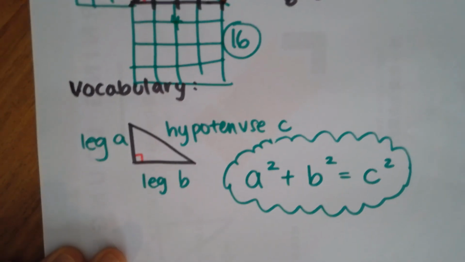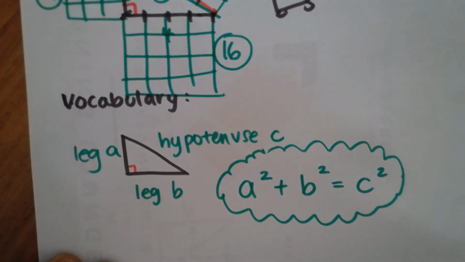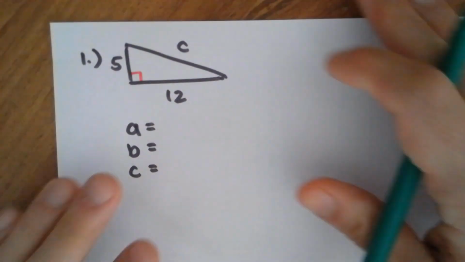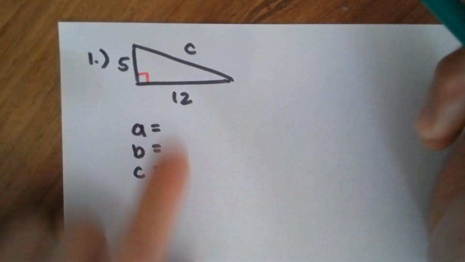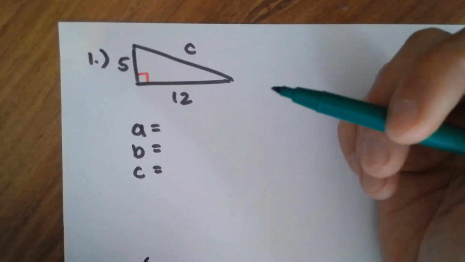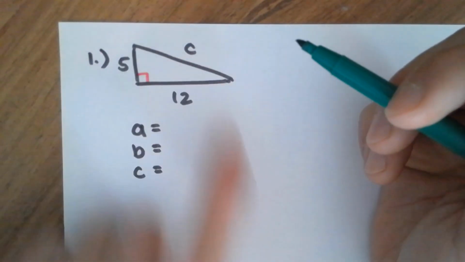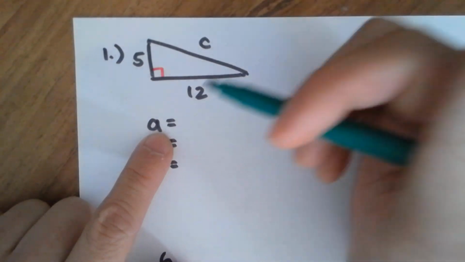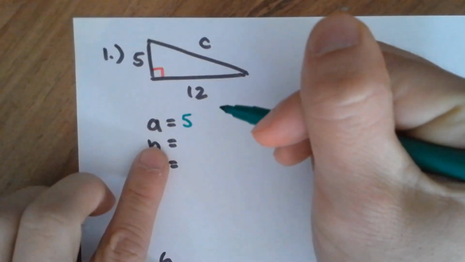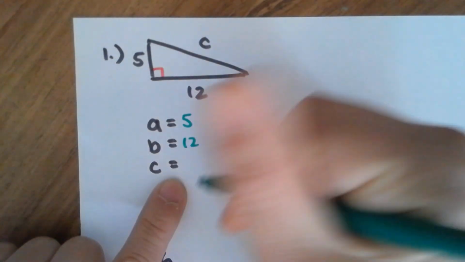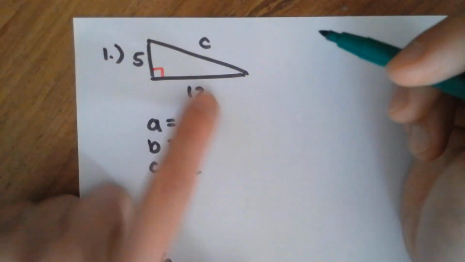Okay, so let's apply this to a couple of different problems. Here we go. Take a look at number 1. I have this right triangle. Remember, the Pythagorean theorem only works on right triangles. I need to figure out what this letter C is, what this diagonal length is. Okay, so I know my A. A is going to be 5. It could be 12, but I'm just going to say it's 5. I know my B. That's going to be 12. And my C, I don't know what that is. That's what we're trying to figure out.